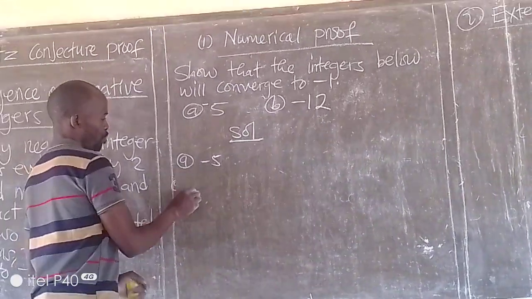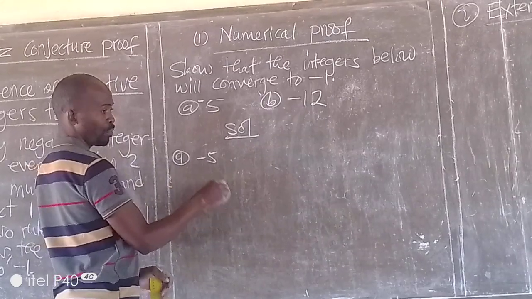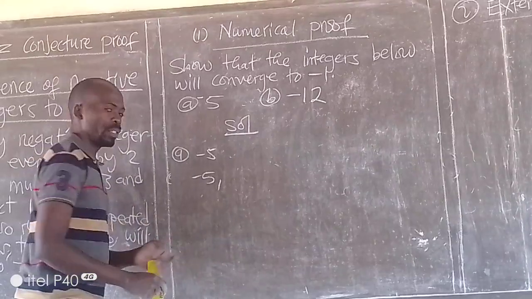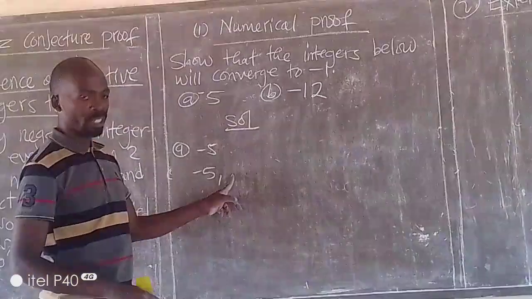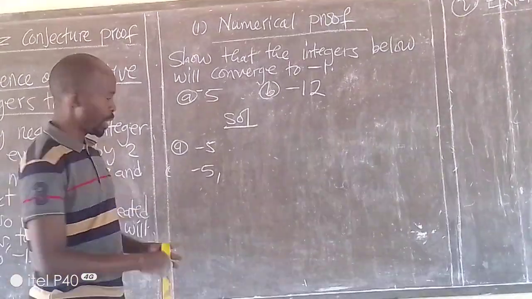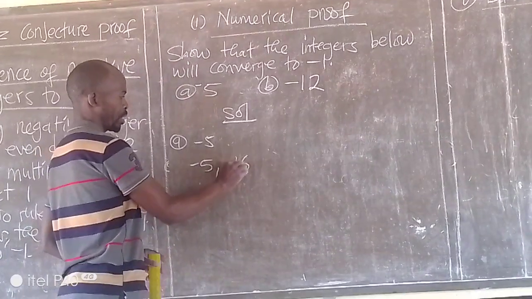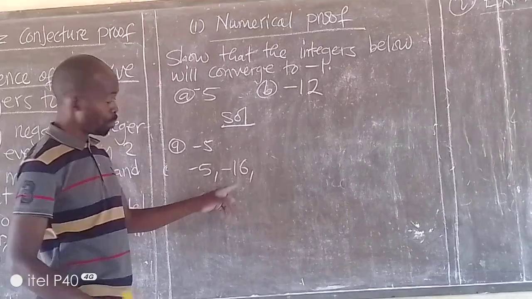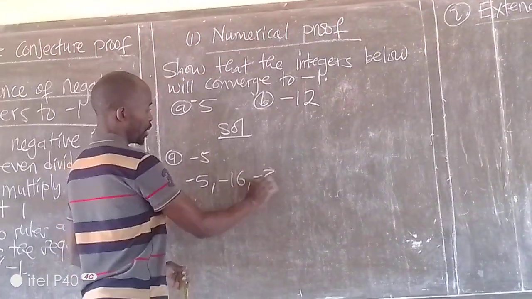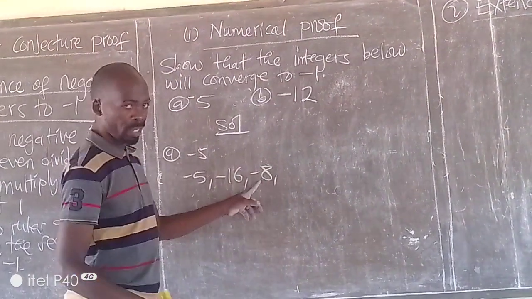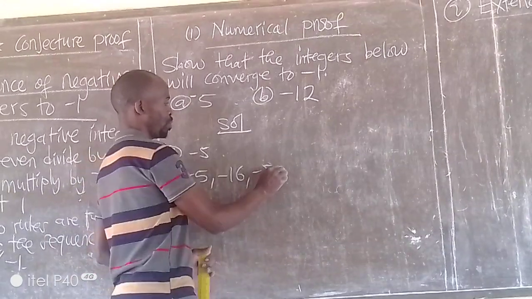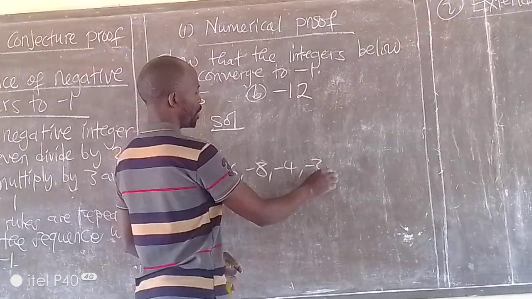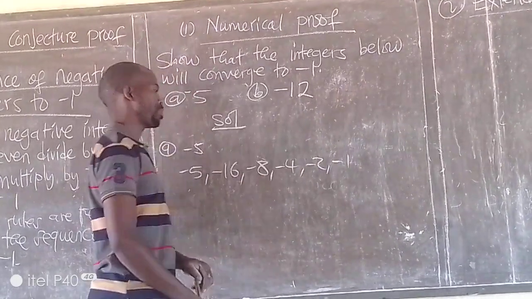So the first term in the sequence will be negative 5. Next one will be 3 times negative 5 minus 1. That will be negative 16. Now negative 16 is even. We divide by 2. That will be negative 8. And negative 8 is even. We divide by 2. Negative 4. We divide that by 2. Negative 2. We divide by 2, negative 1.